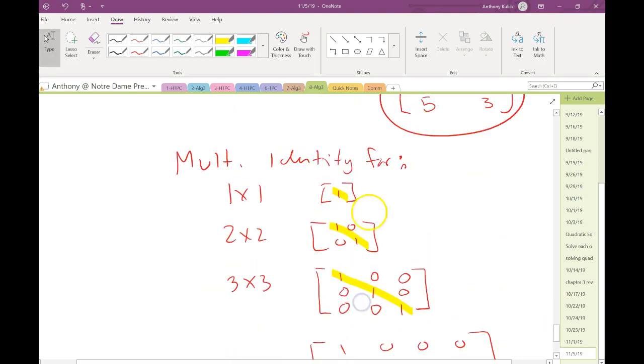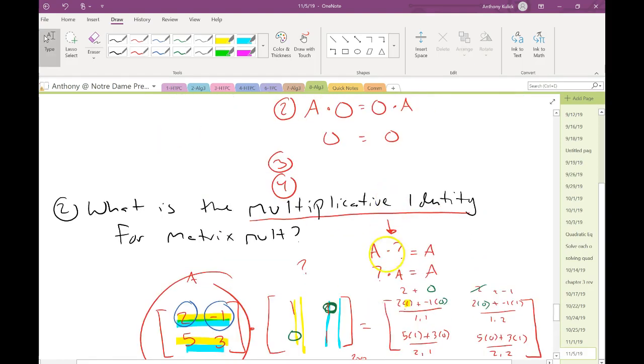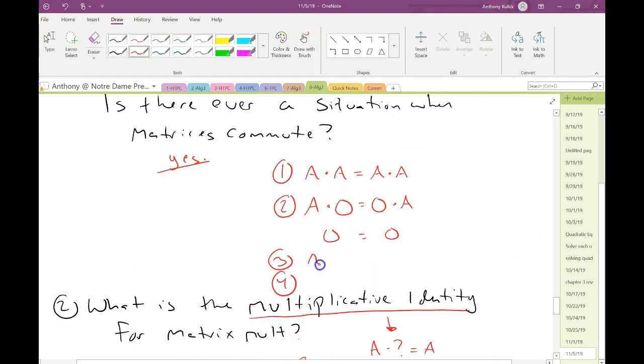So if we go back to our list, I know that A times I is going to equal I times A. So that's a case where matrices commute, is if one of the matrices is the identity element.